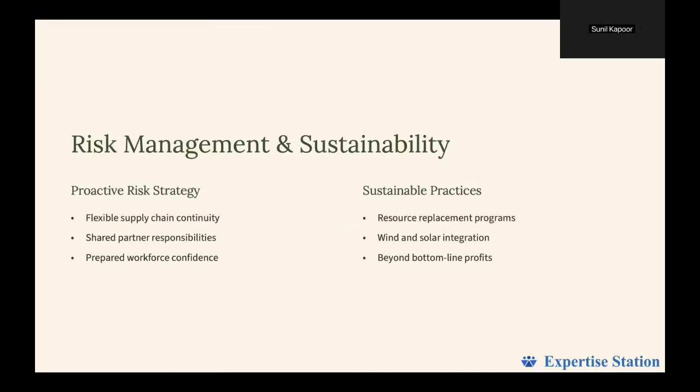Shared partner responsibility. Of course, you have to tell the expectations to every partner, and you also have to prepare your workforce and give them the confidence of sharing the correct information on a real-time basis.